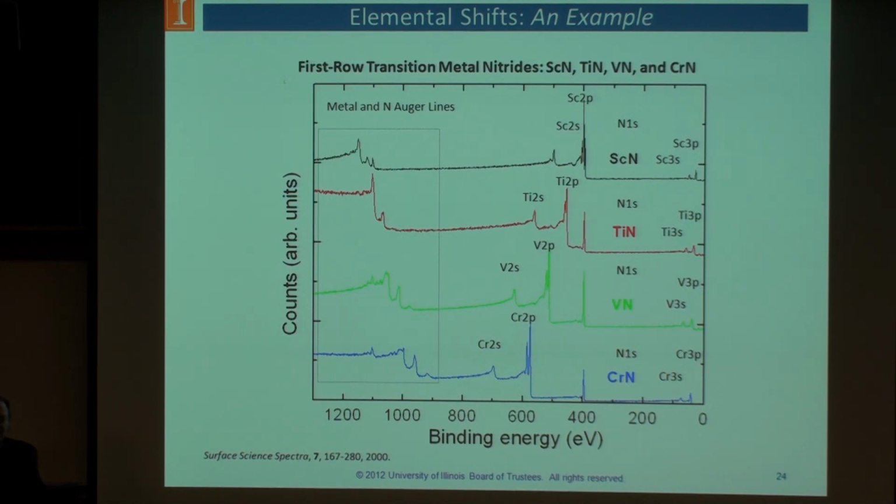The kinetic energies of the photoelectron lines are dependent on the photon source, so we'll plot those on a binding energy scale. But because the kinetic energies of the Auger lines are not dependent, once we plot them on a binding energy scale, they become dependent, and the binding energy scale is also reciprocal of the kinetic energy scale. So as the kinetic energies of the Auger line increase, the apparent binding energies decrease.